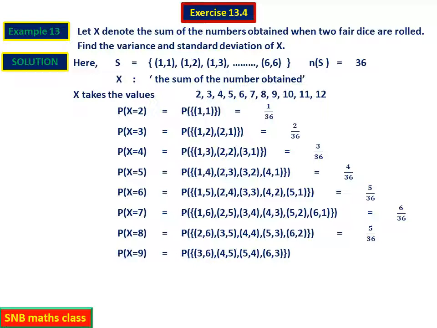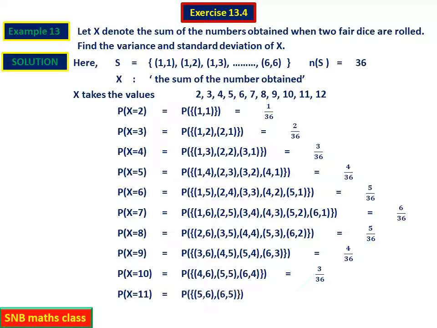And probability of x equal to 9, the pairs are 3 6, 4 5, 5 4, 6 3. You can see the pattern here, this is 4 by 36. Similarly x equal to 10, there are 3 pairs: 4 6, 5 5 and 6 4. So it is 3 by 36. Then x equal to 11, that will be 5 6 and 6 5. So it is 2 by 36. And the last one is probability x equal to 12. That will be equal to the probability of getting 6 6, which is 1 by 36.